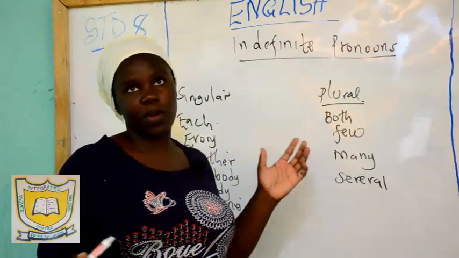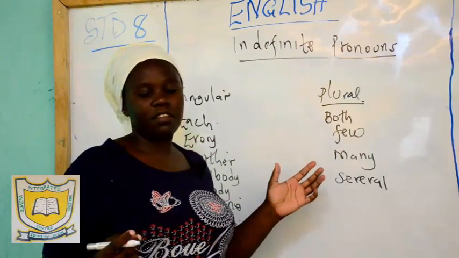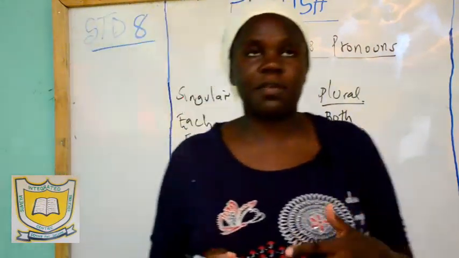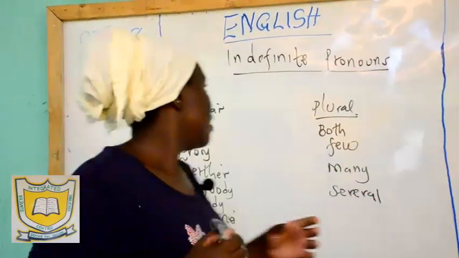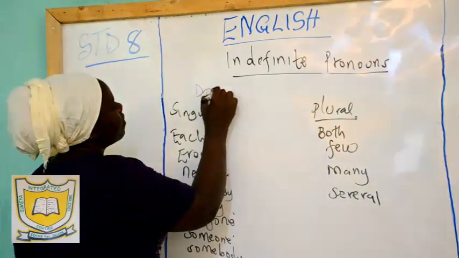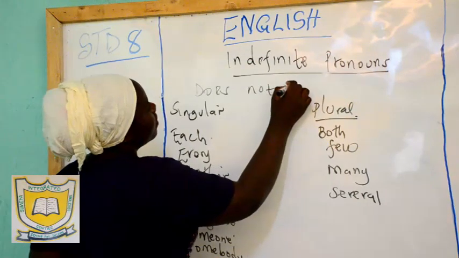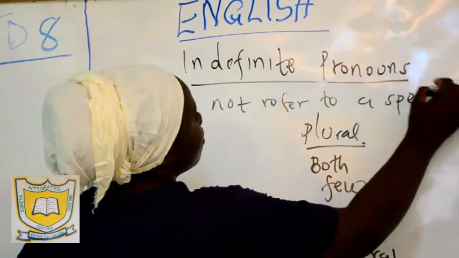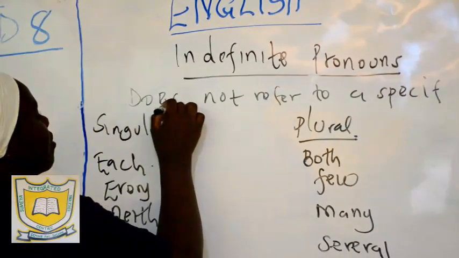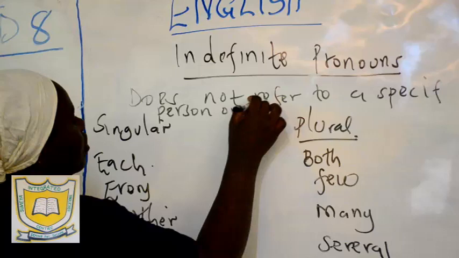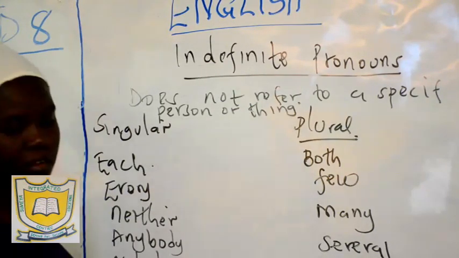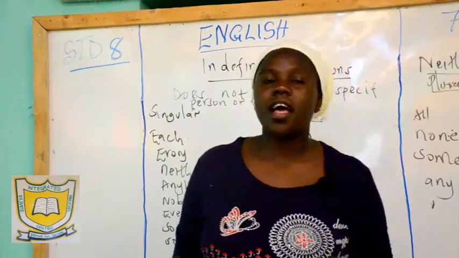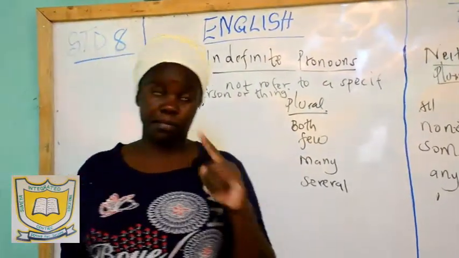So in our lesson today, we are going to deal with indefinite pronouns and what an indefinite pronoun is. An indefinite pronoun does not refer to someone or anything specific. It does not refer to a specific person or thing. We have those indefinite pronouns that are singular, and then we have those indefinite pronouns that are plural.